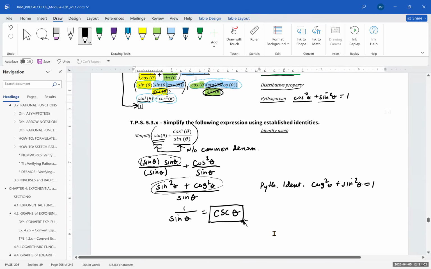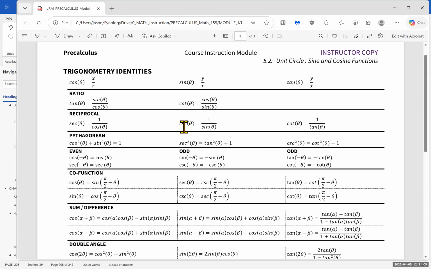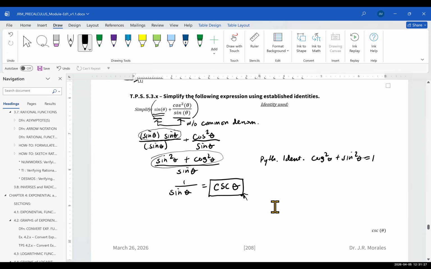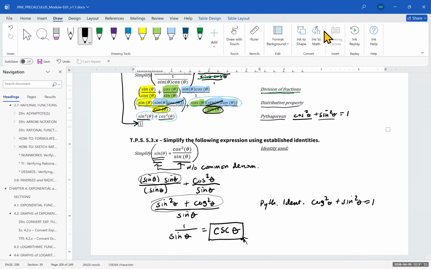All right. Let's see here, cosecant theta. I think if we go back, yeah. So you can see right here, cosecant theta is equal to 1 over sine theta. So you might have had to refer to this sheet, or if you just remembered the definition of cosecant. It's the reciprocal of sine. Okay. So that's those two examples. Let me know if you have any questions.